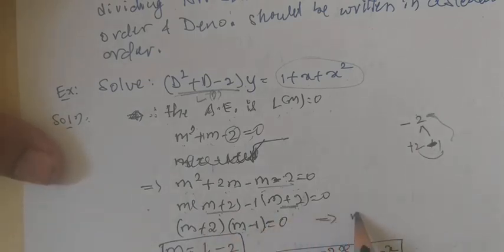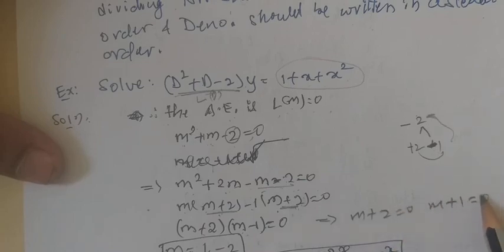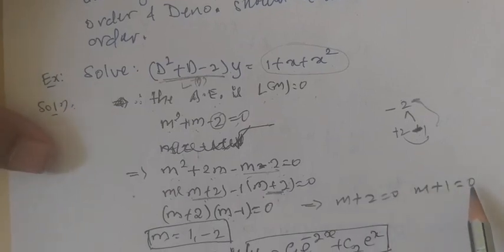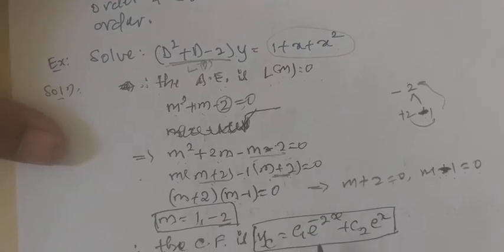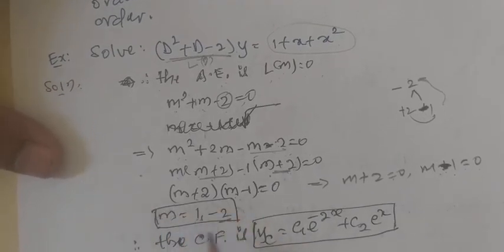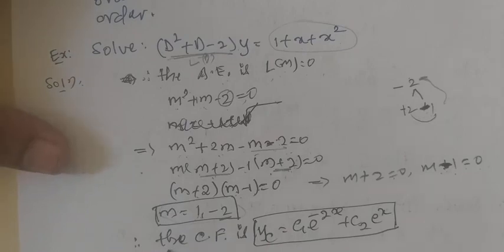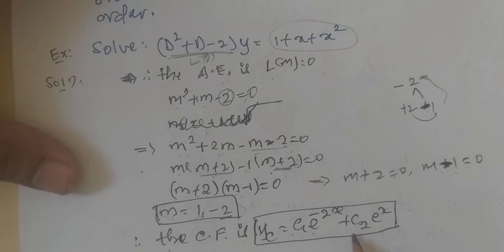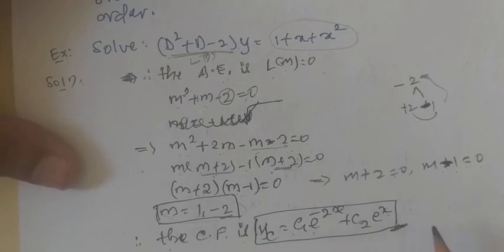Now making these two factors separately equal to 0: m + 2 = 0 gives m = -2, and m - 1 = 0 gives m = 1 as the root. Therefore these two are real and distinct roots. Therefore the complementary function is written as y = c1 e to the power -2x + c2 e to the power x. This is the complementary function.